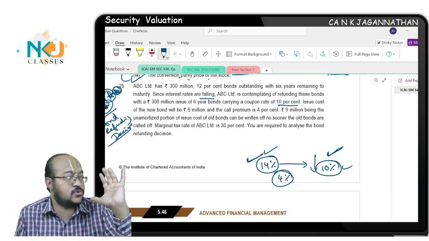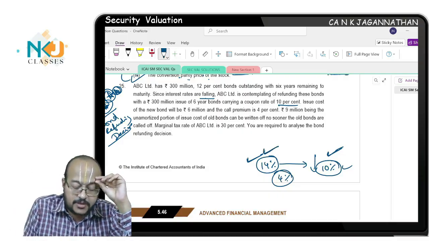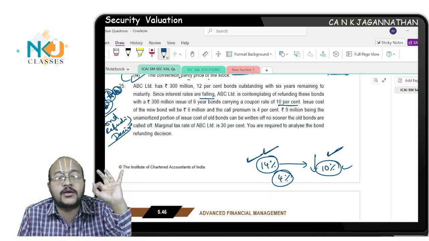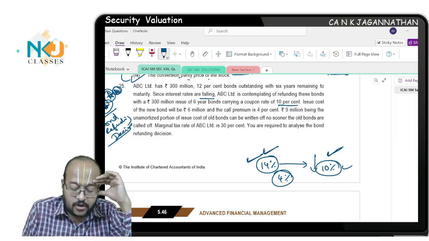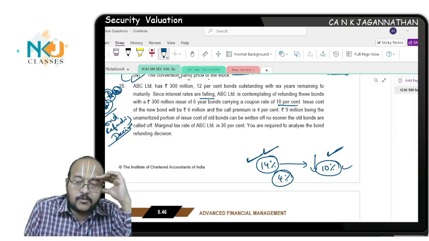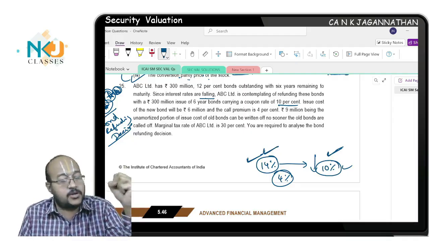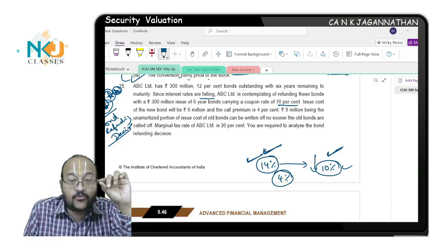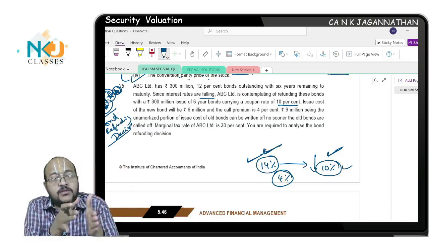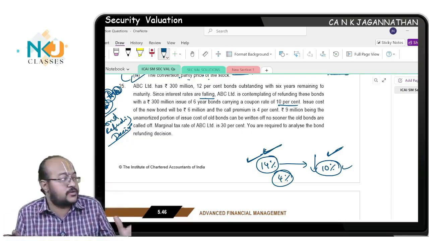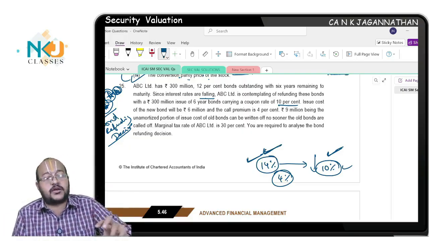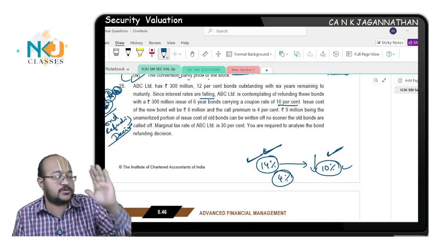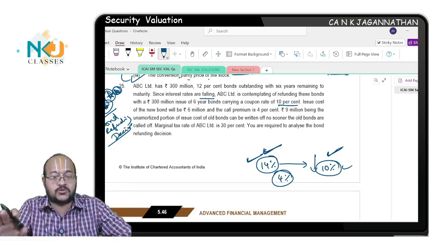Are you understanding? When the company anticipates a fall in interest rates, it issues callable bonds, which means the bond can be called back. It will have an option to call back the old bond, which means the old bond carrying a 14% interest rate can be replaced with a 10% interest rate. This is a bond replacement decision. I replace the old bond carrying a higher interest rate with new bonds having a lower interest rate.